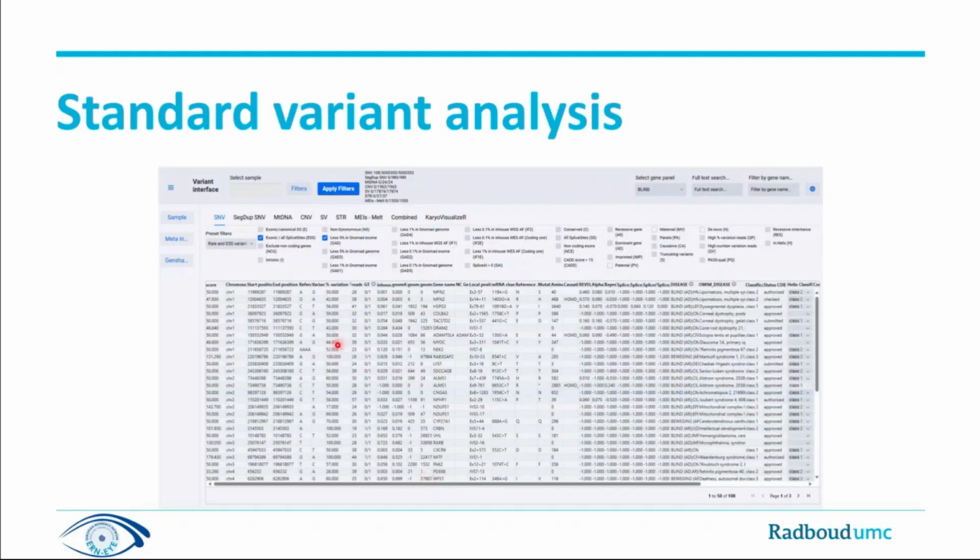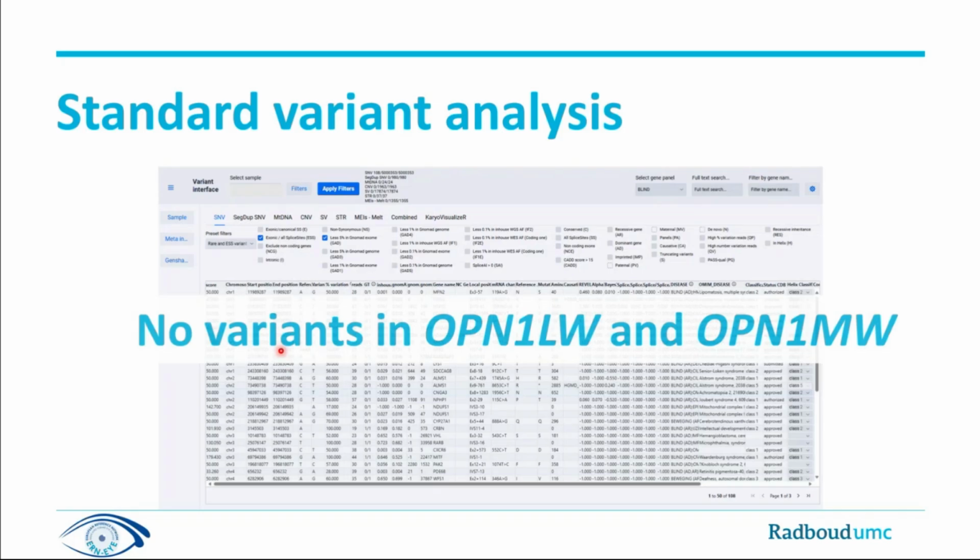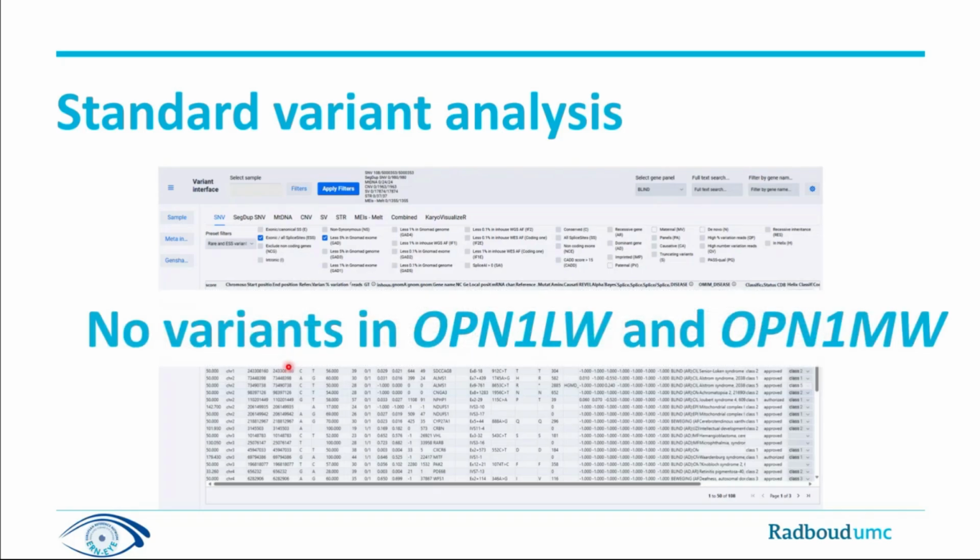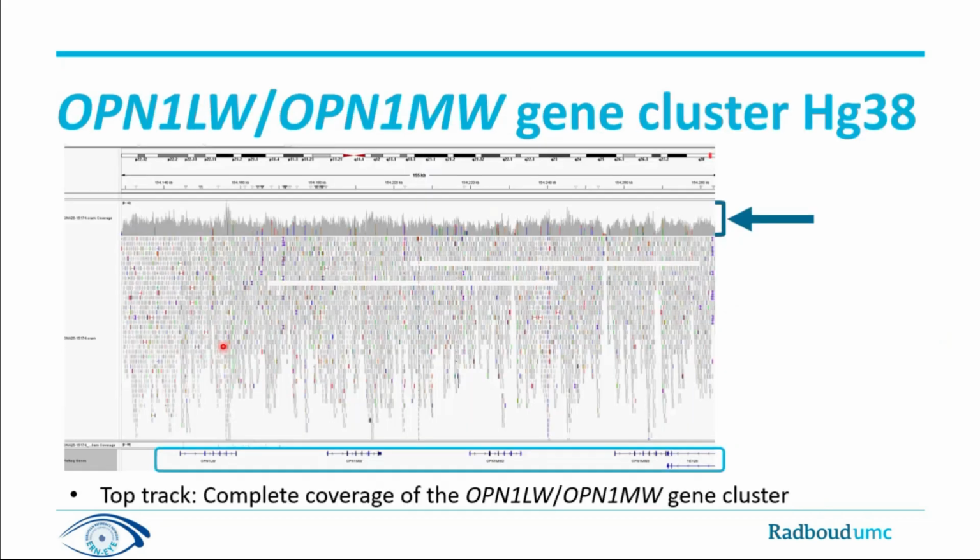If we return to our clinical case, where short-read genome sequencing was performed, we are now looking at the print screen of the software developed by our bioinformatics team for variant analysis. With standard variant analysis, no variants in the opsin gene cluster will be detected, as has already been presented before. So why is this the case?